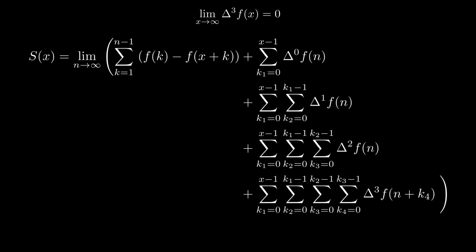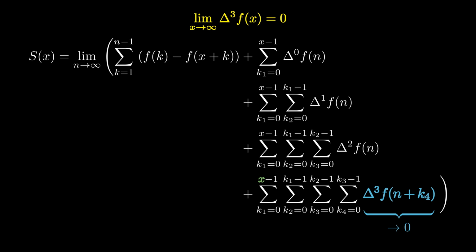And now, finally, we've increased the order of the forward difference enough. Since delta cubed f of x approaches 0, this term will approach 0 as n goes to infinity. Even though it's in a sum of a sum of a sum of a sum, the number of terms we sum is ultimately determined by the value of x.